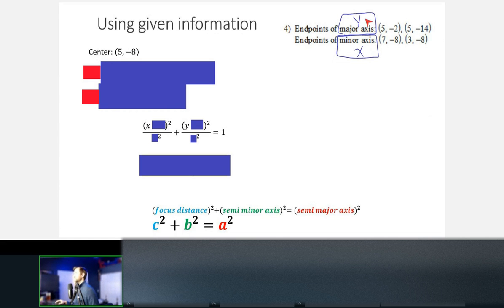Okay, now it is possible that this problem could have been a little harder, and maybe I just gave you endpoints of one of the axis lengths is these two, and an endpoint of another axis is these 2 points. And then it would be a mystery if it was major or minor, and then you would actually have to find the distance between them.